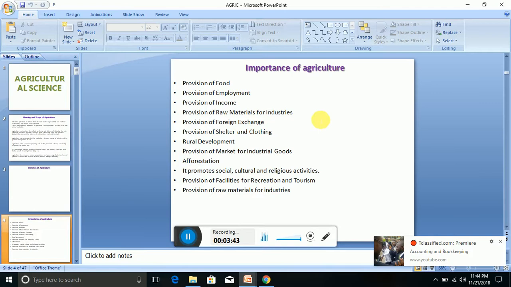So now we look at the importance of agriculture. Why are we doing agriculture? Why are we practicing agriculture in Nigeria? You know that Nigeria has massive land. Nigeria is blessed by God. We have massive land and we have very good weather for us to cultivate our land and rear animals. So why do we do this agriculture?